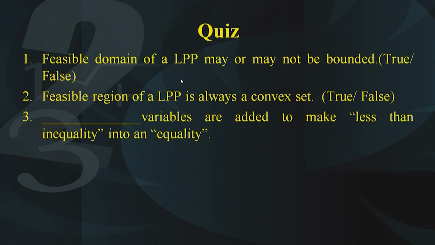The third question, dash variables are added to make less than inequality into an equality. Now, you have to write down the name of that variable. What is the name of that variable?